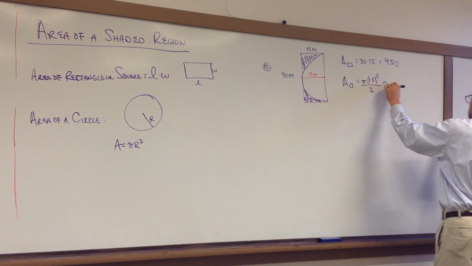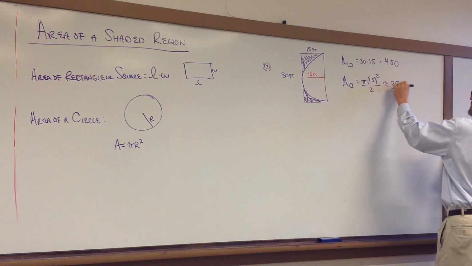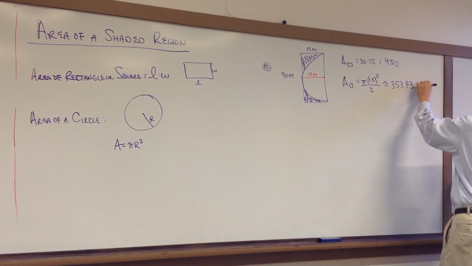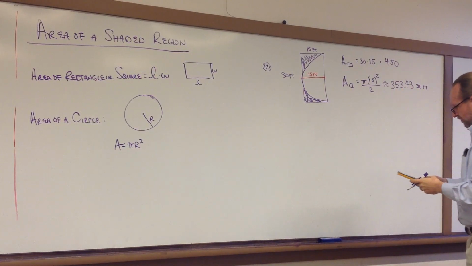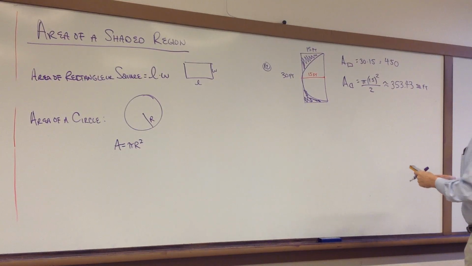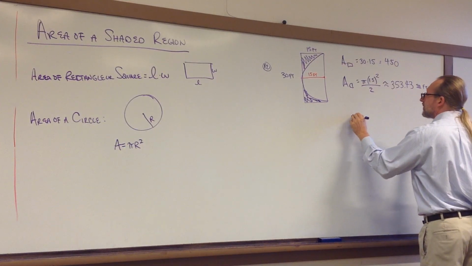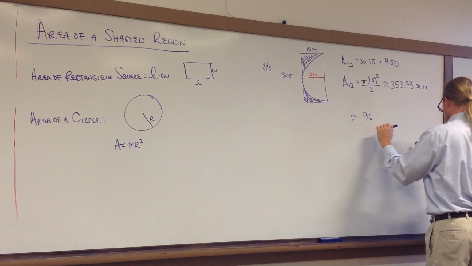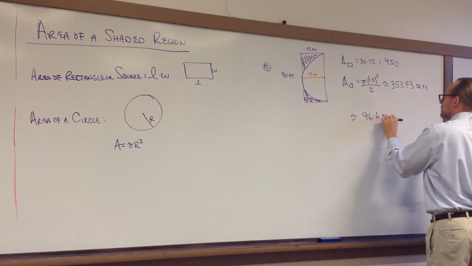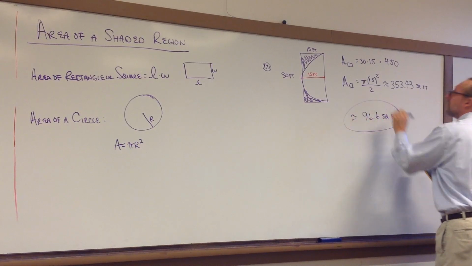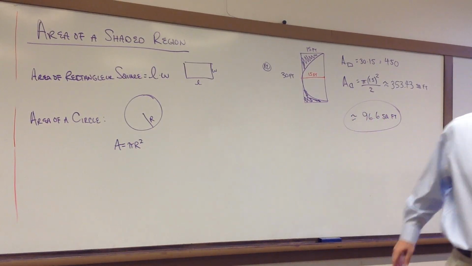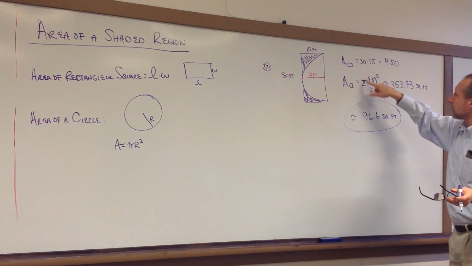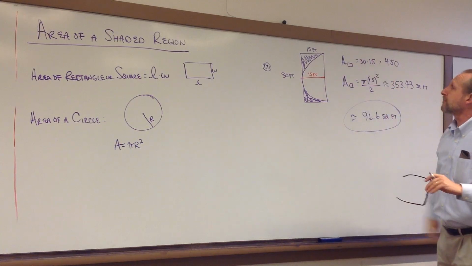And so this comes out to be about 353.43 square feet. And then we need to subtract 450 minus that 353. And so our area comes out to be about 96.6, we'll say, square feet. Okay. So what was tricky about that one was that we had to cut the area of this circle in half because we only had half of a circle there.